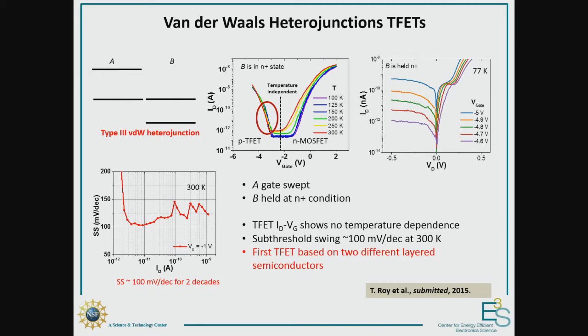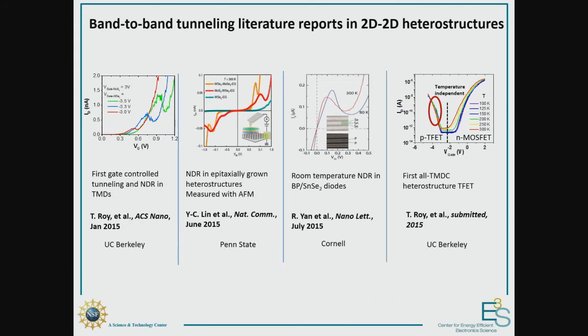Now these devices that we have, our first generation devices, the swing is about 100 millivolt per decade, and it's a 2D TFET. It's actually the first demonstration of a 2D to 2D TFET. So this is just a highlight of what has been reported in the literature for 2D heterostructured devices in terms of band-to-band tunneling. I talked about our work, which we published in January. Since then, there have been other publications in the field.